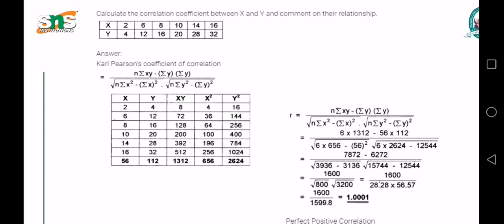Substitute all these values in the formula. Here n is equal to 6. 6 into 1312 minus 56 into 112, divided by root of 6 into 656 minus 56 whole square, into root of 6 into 2624 minus 112 square. We get the value 1.0001. Here the nature of this correlation is perfect positive correlation.